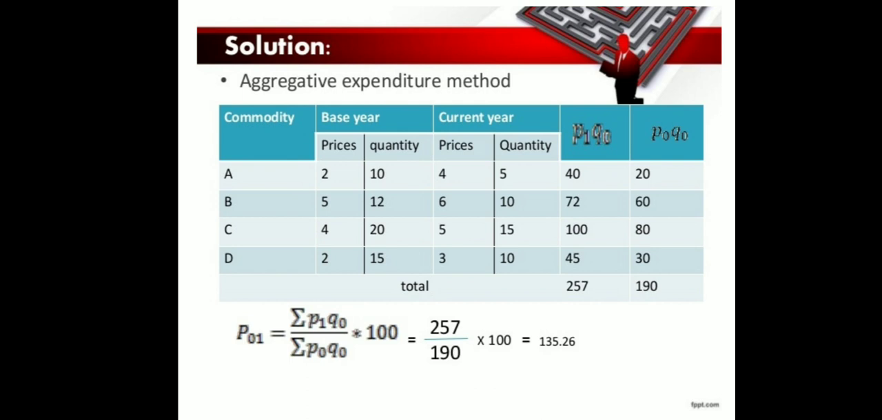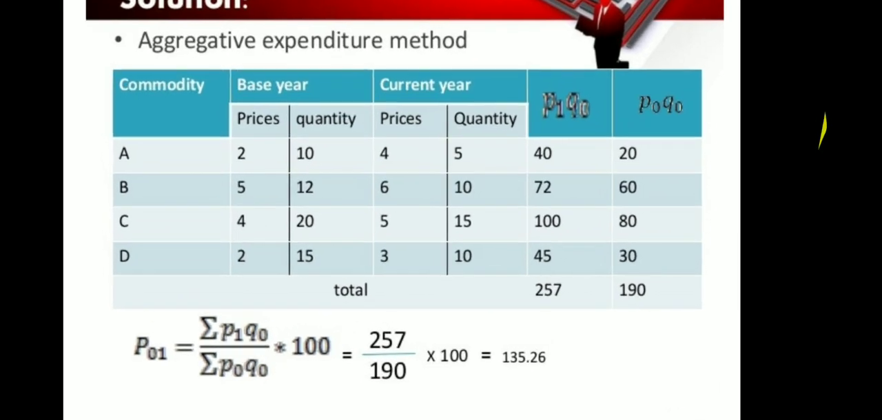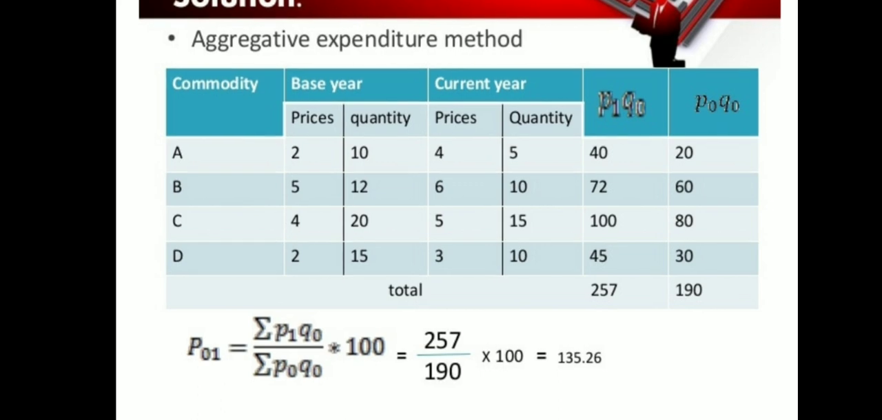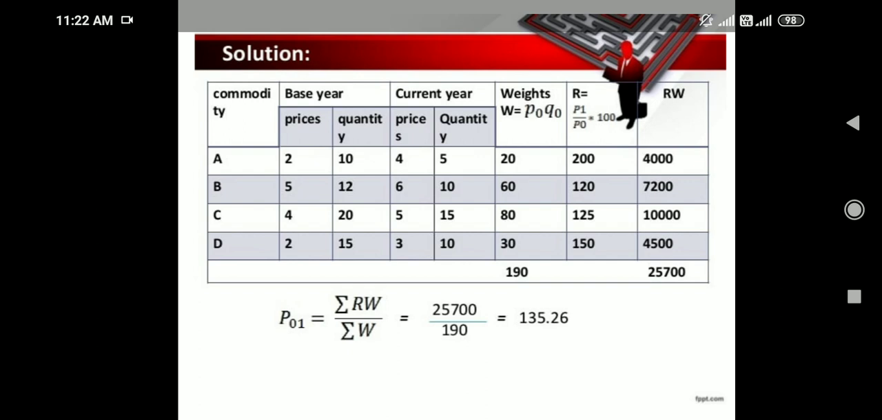So that is 20, 10 into 2 is 20, 12 into 5 is 60, 20 into 40, 20 into 4 is 80, like that 15 into 2 is 30, and get the total, and hence apply the formula P01 equal to sum of P1 Q0 divided by sum of P0 Q0 multiplied by 100. The total is this 257 divided by 190 multiplied by 100, that gives you 135.626.